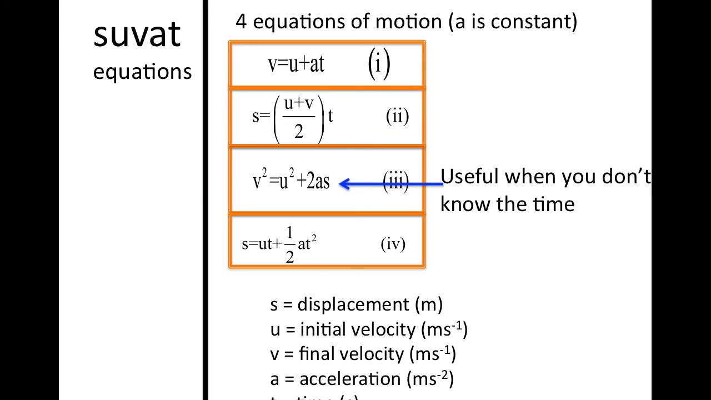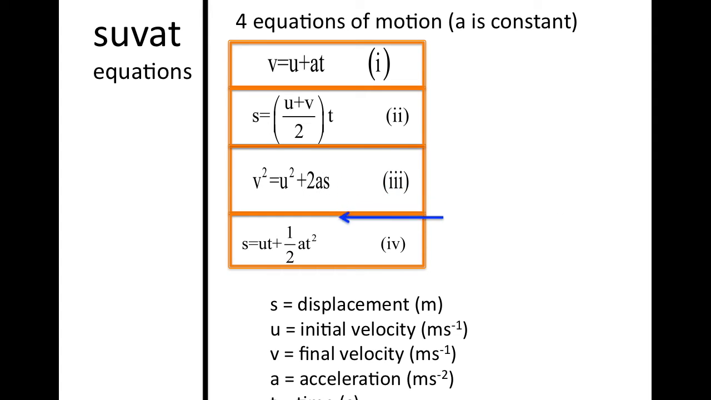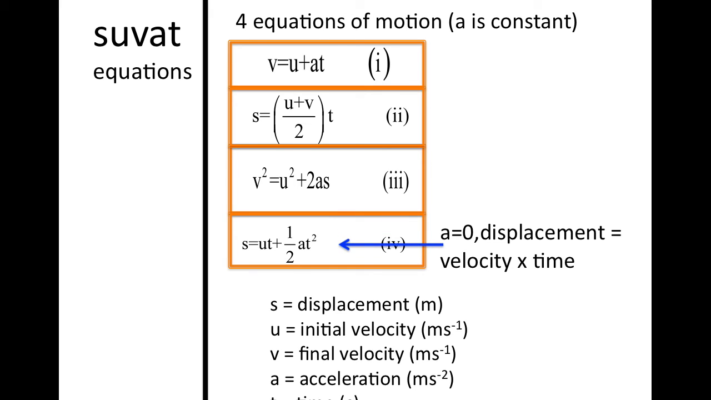The third equation is useful when you don't know the time or you don't have the time. They never gave you the time, but you have all of these other variables and you wanted to solve for one of the variables here. For the fourth equation, here's where acceleration equals 0, displacement, and displacement equals velocity times time.